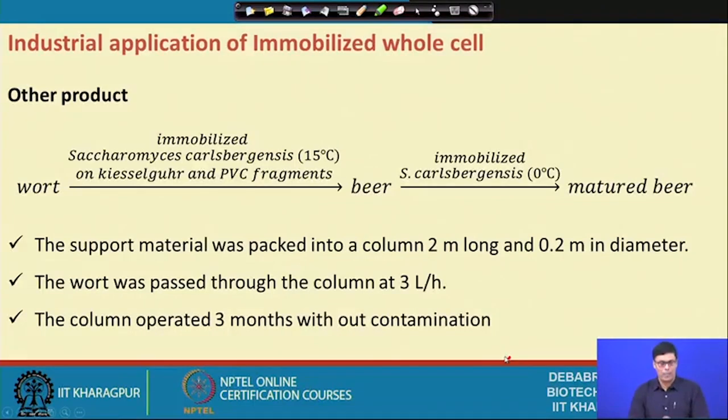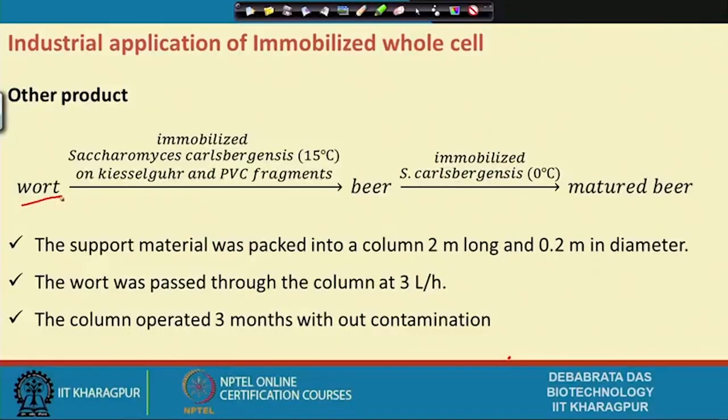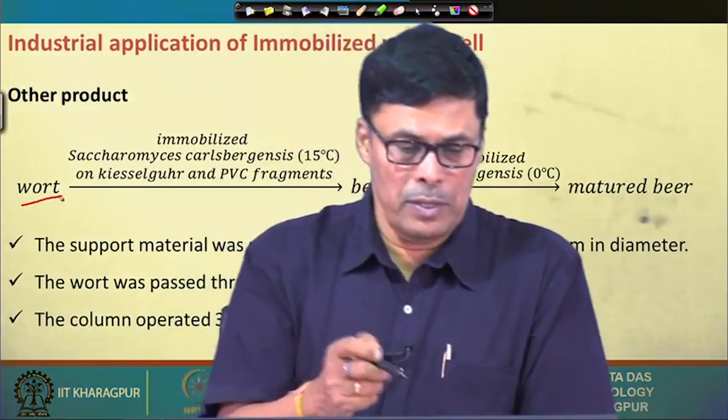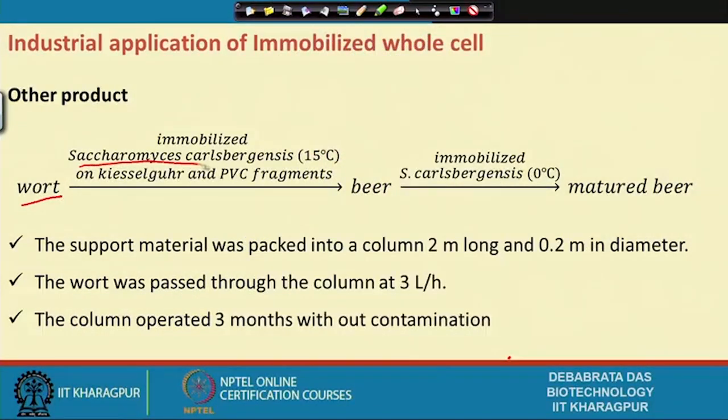Now another industrial application is the beer industry. Now in the beer industry, what we have? We have the wort. Now what is the wort? Wort is the fermentation media, and this is Saccharomyces carlsbergensis. This is used mostly for lager beer formation, and when it is immobilized on Kieselguhr or PVC fragments, it is continuously passed through this column, and we can produce the beer.